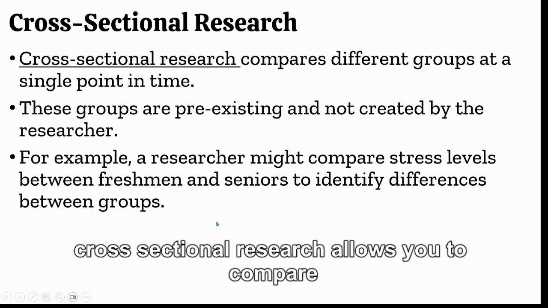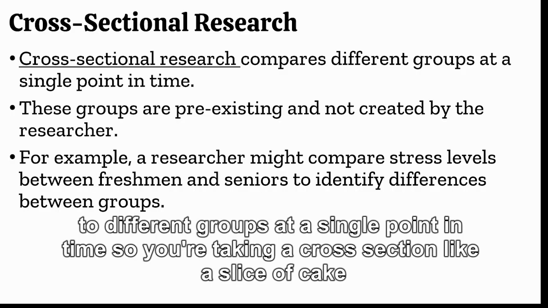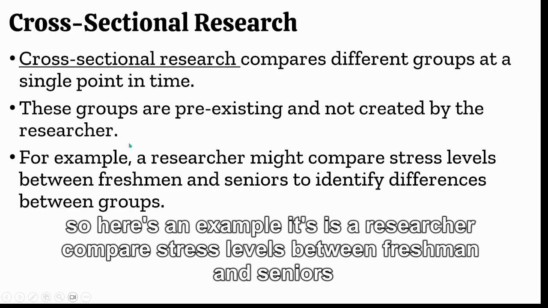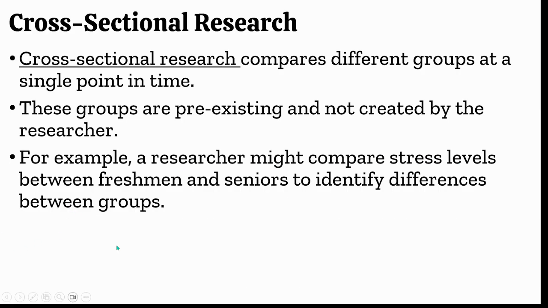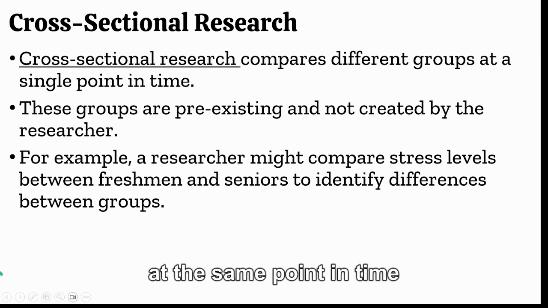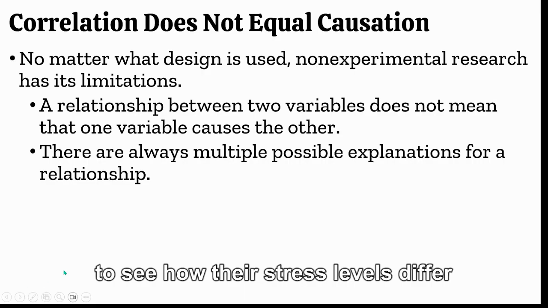Cross-sectional research allows you to compare 2 different groups at a single point in time. So you're taking a cross-section, like a slice of cake. So those groups are already going to be existing there, and you're not creating them. So here's an example. It says a researcher compares stress levels between freshmen and seniors. So freshmen and seniors was already identified beforehand, and now we're just looking at differences in those groups at the same point in time to see how their stress levels differ.